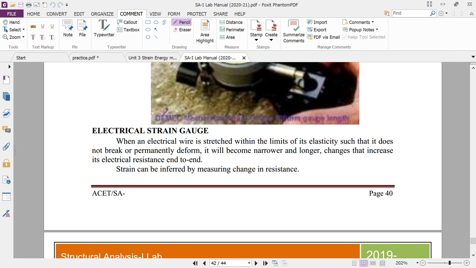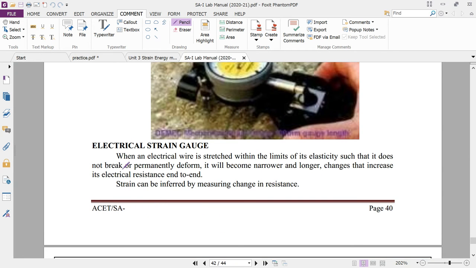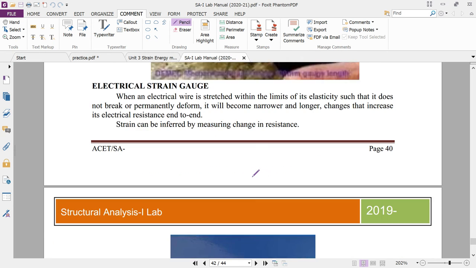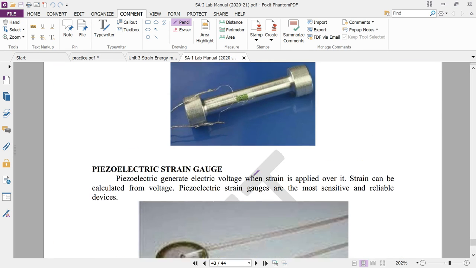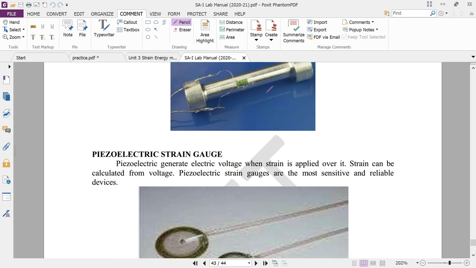Then electrical strain gauges: when an electrical wire is stretched within the limit of its elasticity such that it does not break or permanently deform, it becomes narrower and longer. So there is an increase in its electrical resistance end to end, and this strain can be inferred by measuring the change in resistance. These are some of the different types of strain gauges.